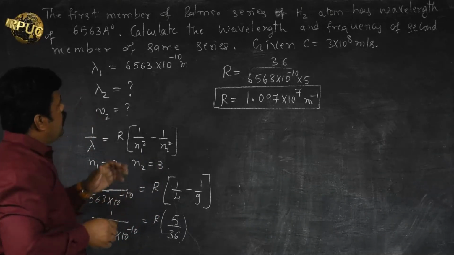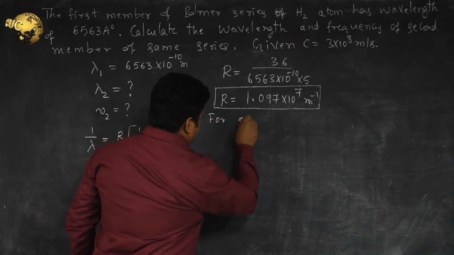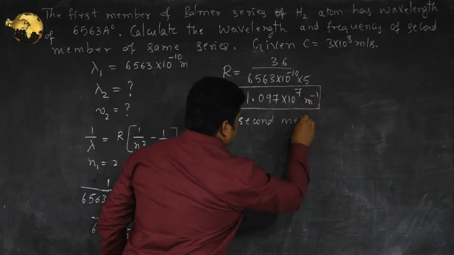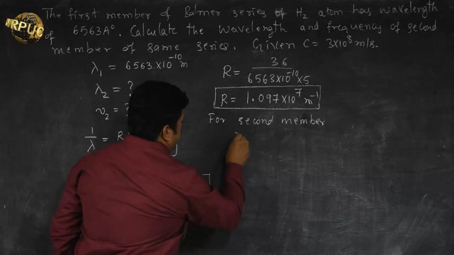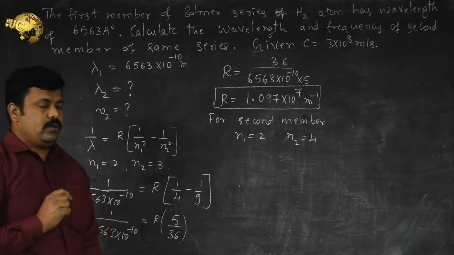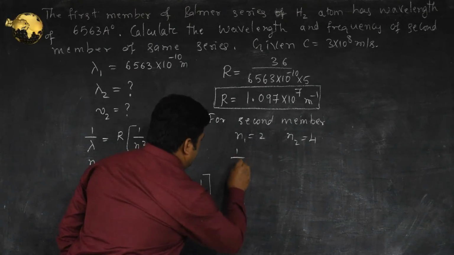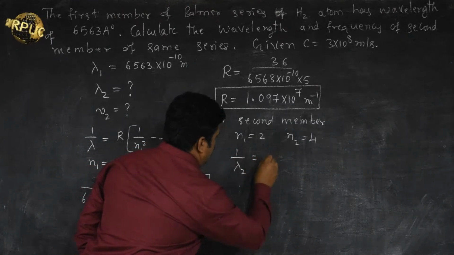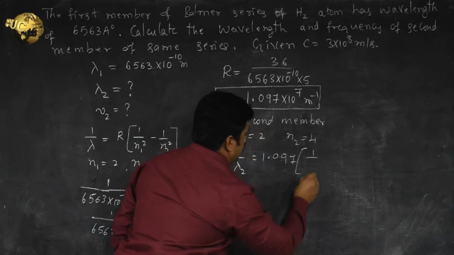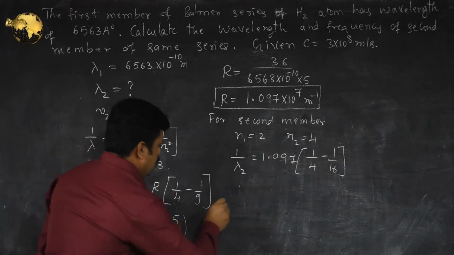So, the wavelength of the second member of the Balmer series. For the second member, n1 is 2, n2 will be equal to 4. So we get 1 by lambda 2 is equal to R, that is 1.097 into 10 to the power 7, into 1 by 4 minus 1 by 16. Okay, one more step.